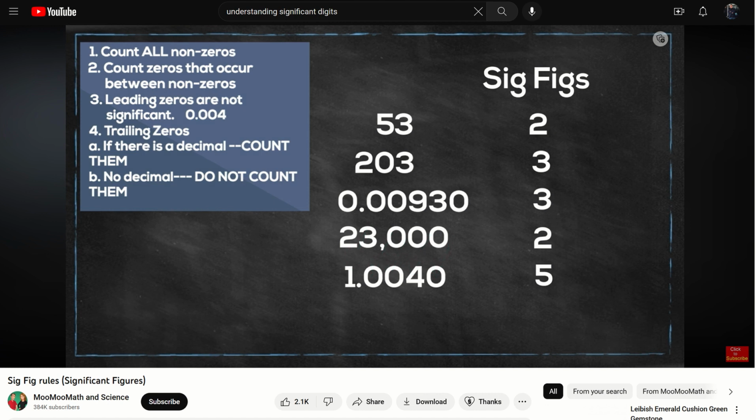And the last example, this one looks pretty straightforward, but can be a little tricky. You have 90, so you have a non-zero, the 9, and you have a trailing 0. But notice there is no decimal, so you will only count the 9, so you will only have 1.